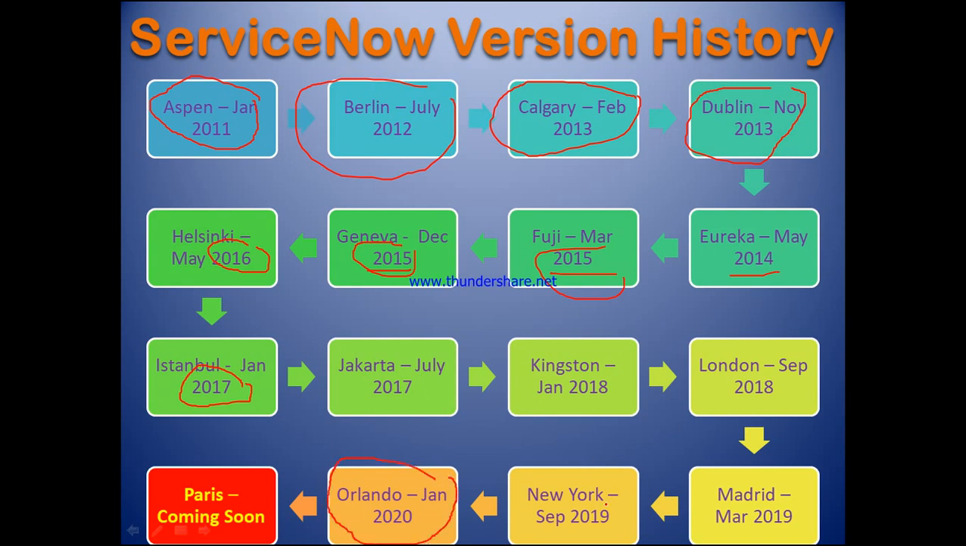They're releasing it in 2020. You can see New York and Madrid were launched in 2019, Kingston and London in 2018, Jakarta and Istanbul in 2017, and up to this point they had a single release, but after that they have multiple releases. And Paris is coming in Q3, expected around August, September, October or November, but they still did not give the date. They just said they are going to launch Paris in Q3.